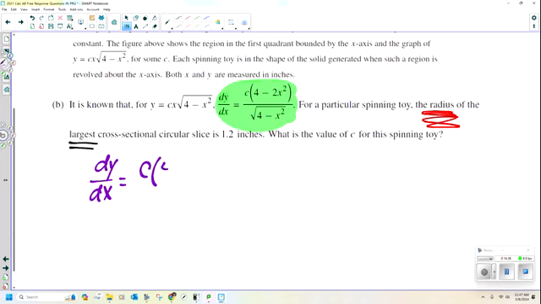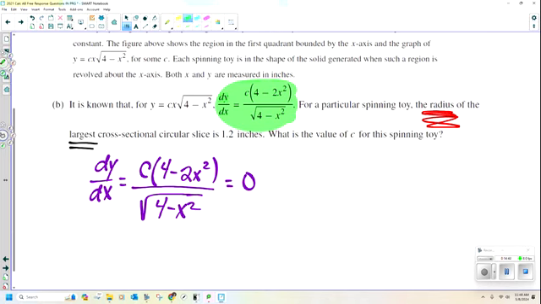If I take c times 4 minus 2x squared all over the square root of 4 minus x squared, let's make sure that square is underneath the radical, when is a fraction equal to 0? When the numerator is equal to 0. If my denominator is equal to 0, the fraction is undefined. We've already established that in the graph there are no corners or cusps. Nothing should be undefined. So right now, I just want to make my top, my derivative, equal to 0.